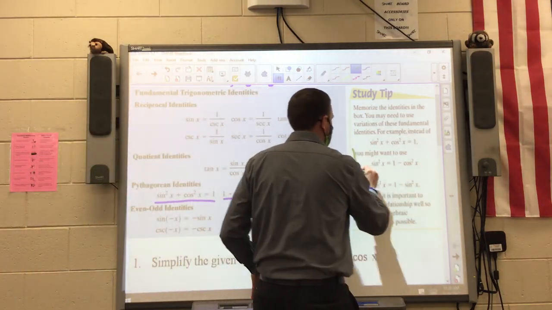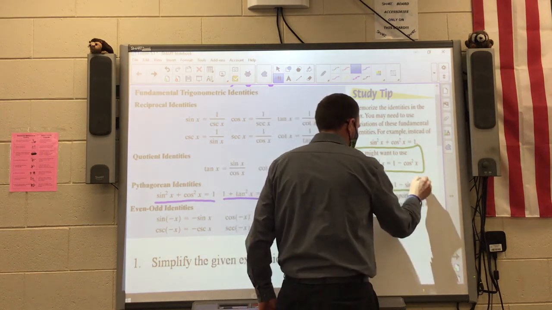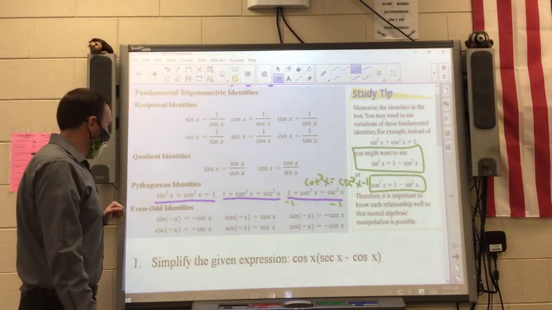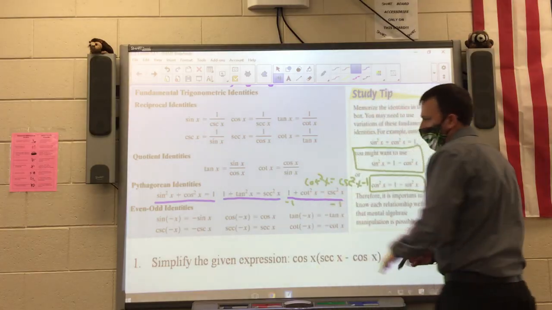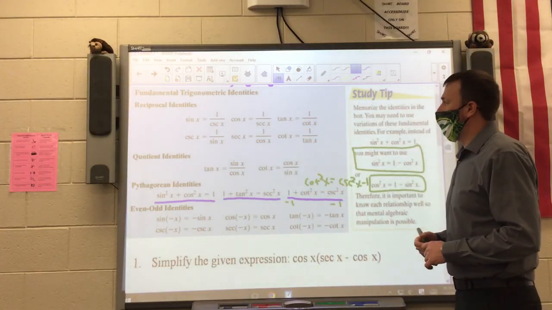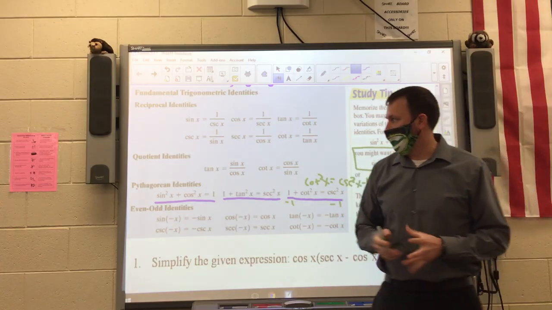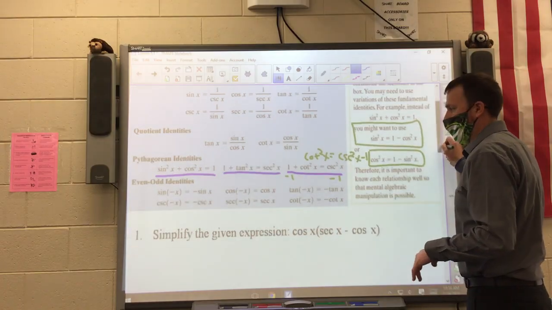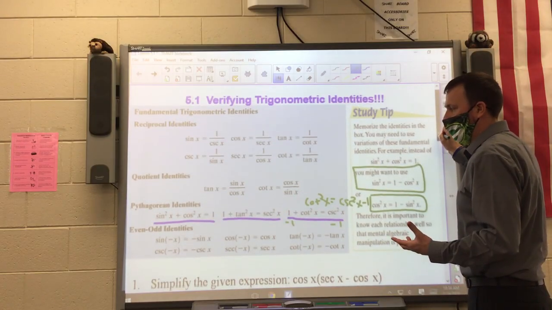So over on the side here, we have 1 minus cosine squared is sine squared. And 1 minus sine squared is cosine squared. We won't do a lot with even and odd identities, but we also looked at them a little bit in chapter 4. So if you need to get any of these down, pause the video and get them down. Once you have these down, then you can unpause and we're going to work through some problems together. So pause if you need to, otherwise we're going to start looking at them.